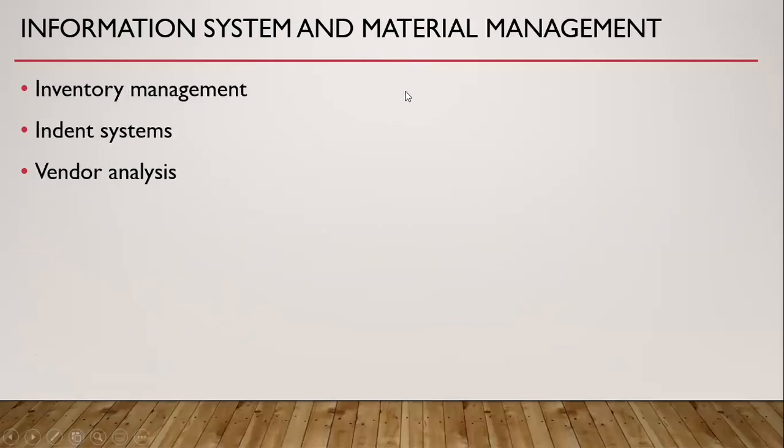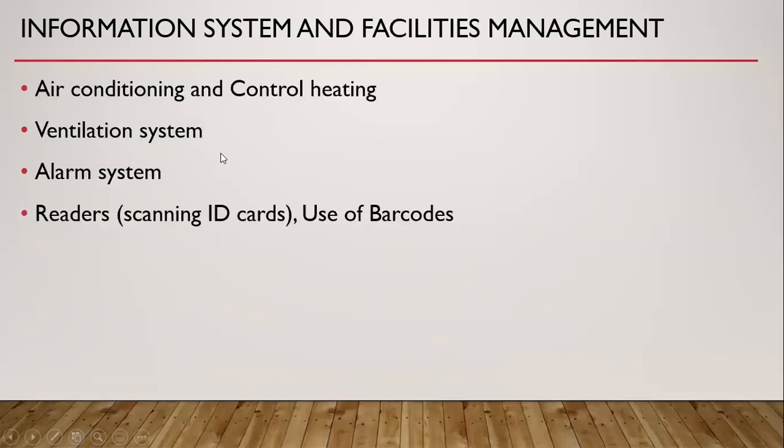Information system and material management. There is a module of inventory management usually in information system. Indent system is there and we can do vendor analysis easily using the information system. Information system and facilities management, like air conditioning and control, heating, ventilation system, alarm system, and certain readers are used, for example, reading ID cards or use of barcodes.